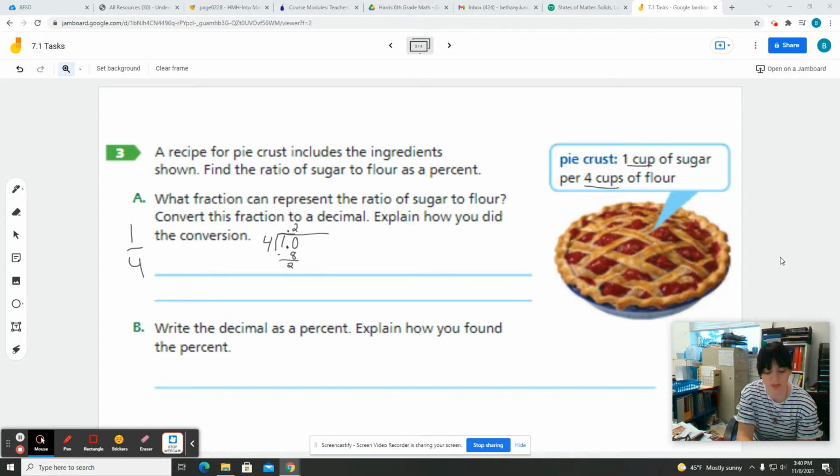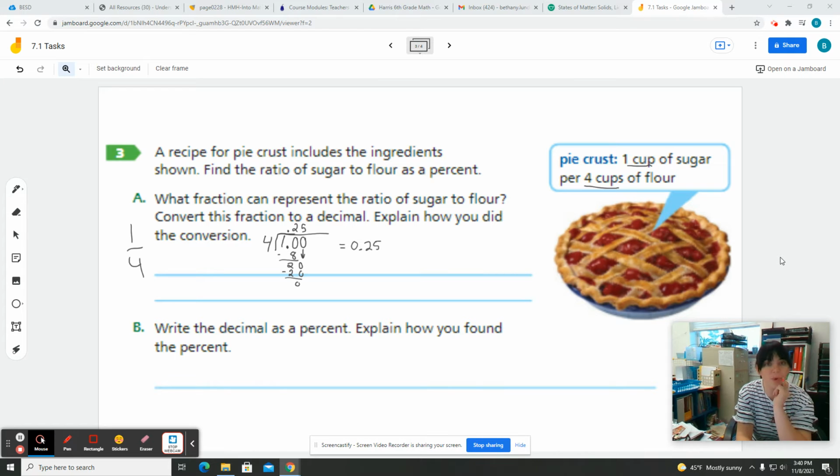Well, we don't want to leave that 2 there, so we're going to add another 0. And then we're going to pull that 0 down. It's going to be 20. Well, 4 goes into 20 5 times. And then 4 times 5 is 20. Okay. So here we have the decimal form of 1/4 equals 0.25.